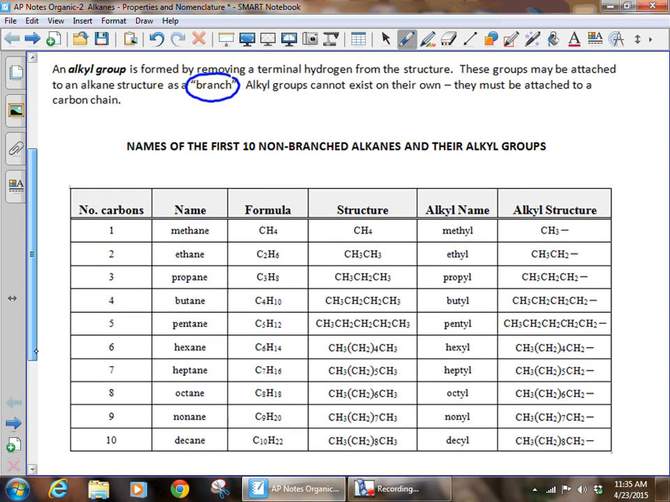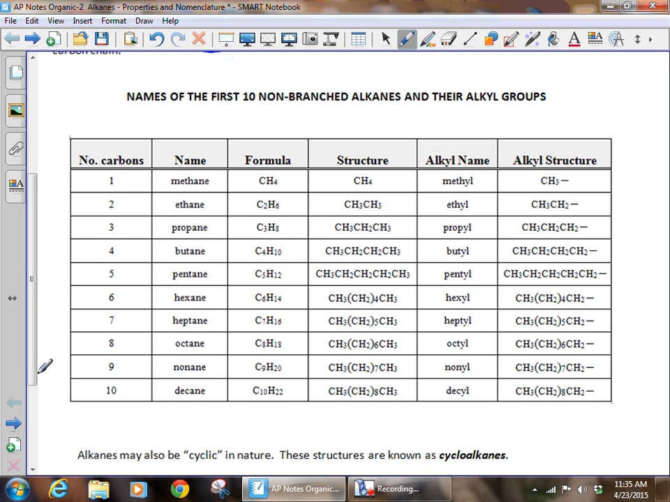Now, there's one thing that you have to memorize, and that is the prefix that goes with the number of carbons. The first 4 you are not going to have used before. You may have heard of them. You've, I'm sure, heard of methane and propane and butane, but you've never connected that to a number of carbons.